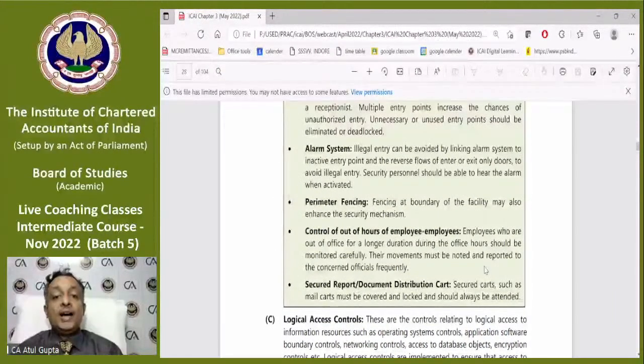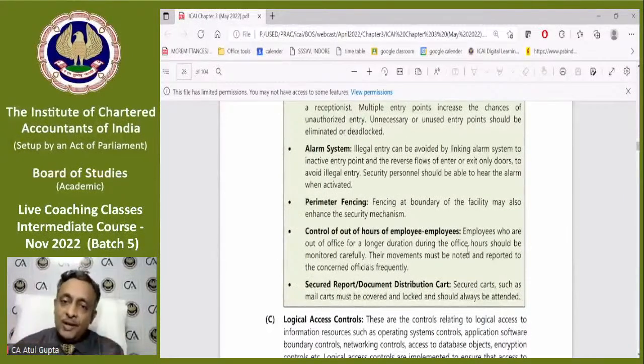Control of out of hours access of employees is very, very important. Companies have a secured, biometric enabled system that ensures whoever comes in, everything is documented there. And the last point is very, very, very important. See what happens when you go into big companies.